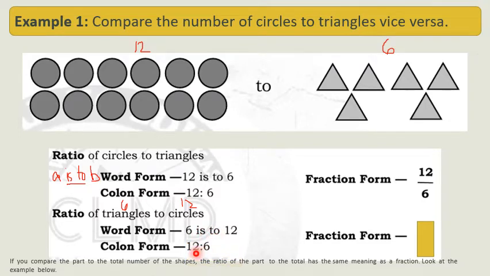So, yan. Ay, baliktad to. So, mali ito. Hindi po ito. Kasi triangle to circle. So, magiging 6 is to 12. And yung fraction form, so yan. So, syempre, ang nauna ay 6. So, yun ang magiging nasa numerator natin. So, 6 is to 12.